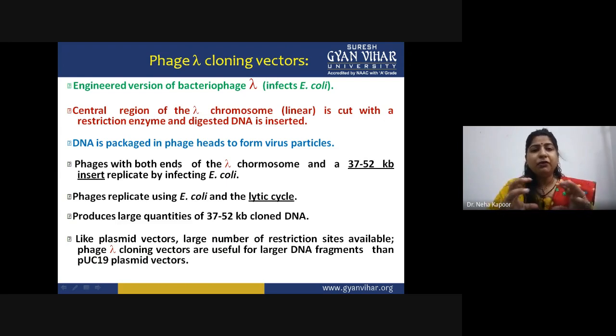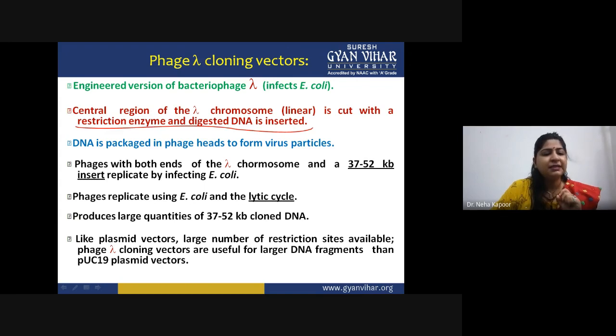Now, the problem of packaging and insert size has been discussed. Now, the point is what the different types of phage lambda cloning vectors are. Whenever we want to use a lambda phage cloning vector, we can use an engineered version of bacteriophage lambda that can infect E. coli. The central region of around 15 kb that I was talking about is cut with the restriction enzyme and the digested DNA is inserted. Then the DNA is packaged into the phage heads to form virus particles.